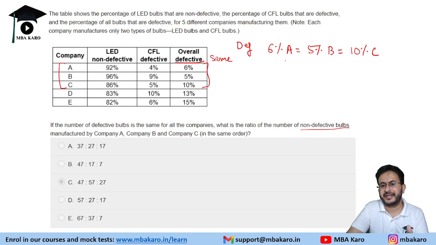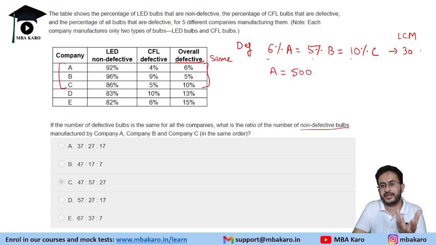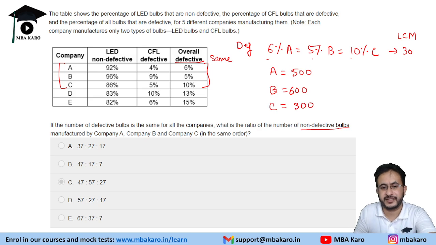Let us put an LCM of 6, 5 and 10, that is 30. Suppose let us say this is 30. Okay. So A will be how much? 5. A will be 500. Okay. So why are we equating to LCM? To figure out, like, we can put 30N, right? So A is 500, B is 600. This was a ratio based question, and C will be 300. Okay, so 500, 600 and 300.